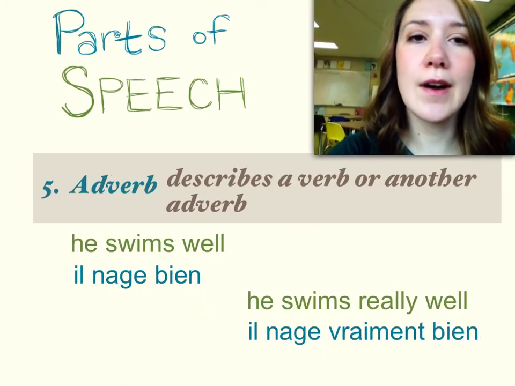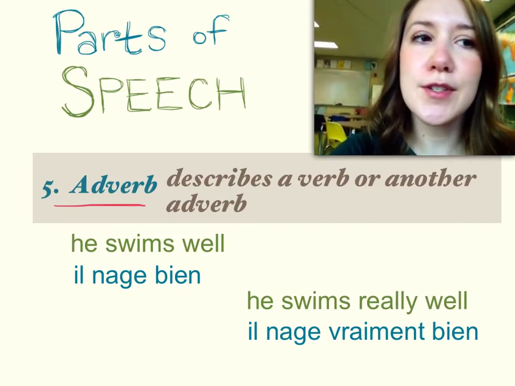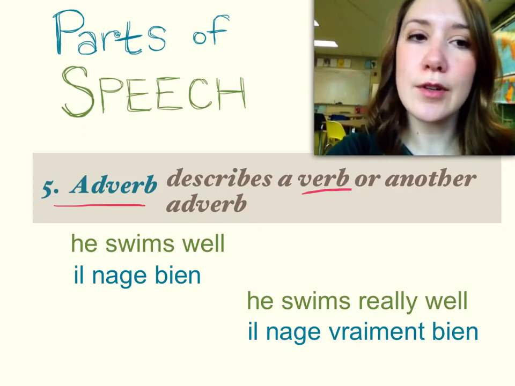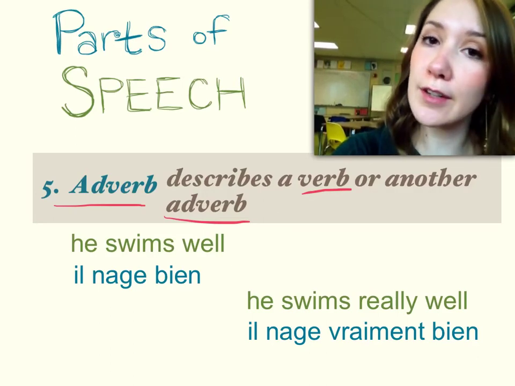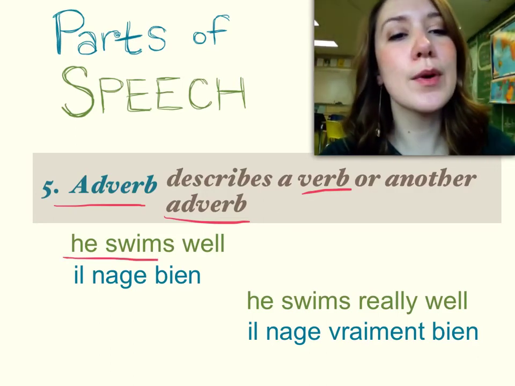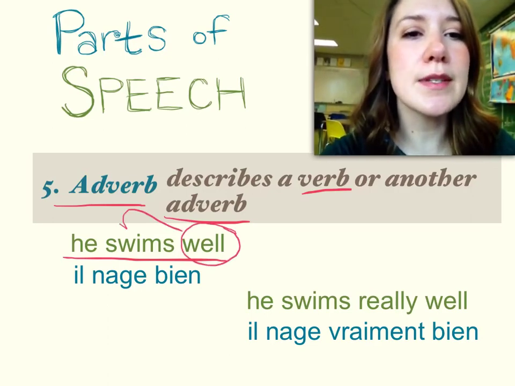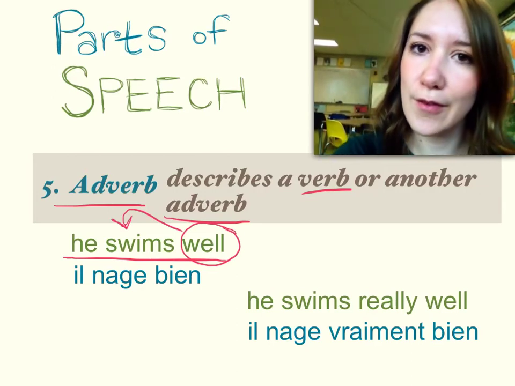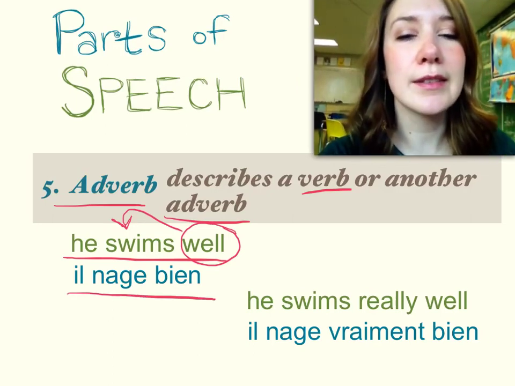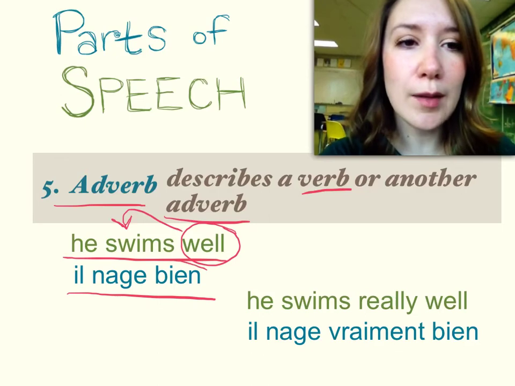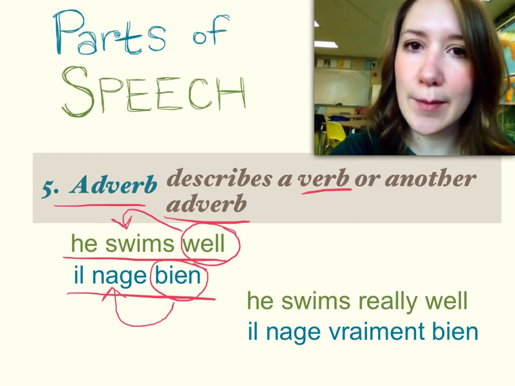And finally, we have our last part of speech, the adverb, number 5. An adverb describes a verb or another adverb. So let's take a look at what it looks like when an adverb describes a verb. If I were to say, he swims well, the word well is describing how he swims. And swims is our verb, our action word. We can do the same thing in French. Il nage bien. Literally means he swims well. Bien means well. And it describes the word nage, which means swims.